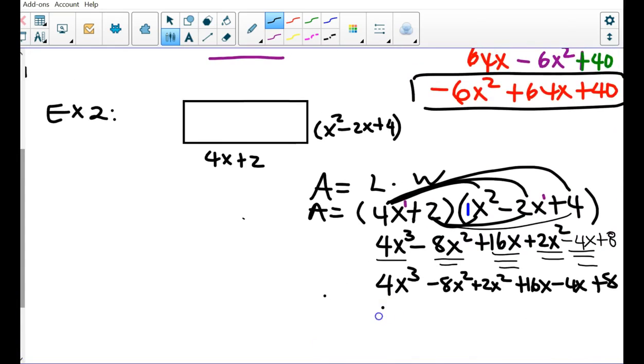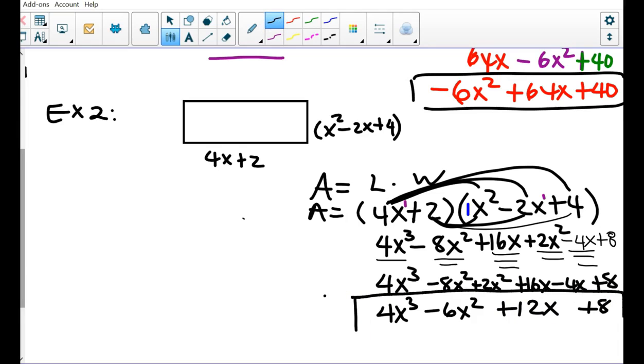4x cubed comes down. Negative 8x squared plus 2x squared, that's going to be negative 6x squared. 16x minus 4x, that's going to be, when you're adding different signs, you subtract and take the sign of the one there's more of. So 16 minus 4, that's 12, positive 12x, and then bring down my plus 8. So then I get my final answer. This is my area in terms of x. It will be 4x cubed minus 6x squared plus 12x plus 8.